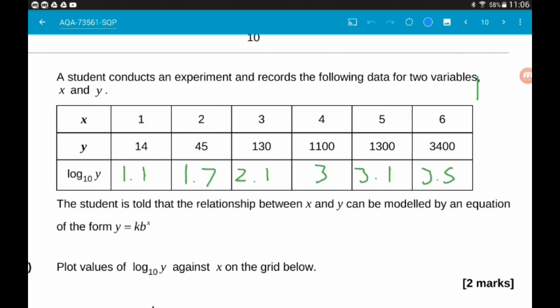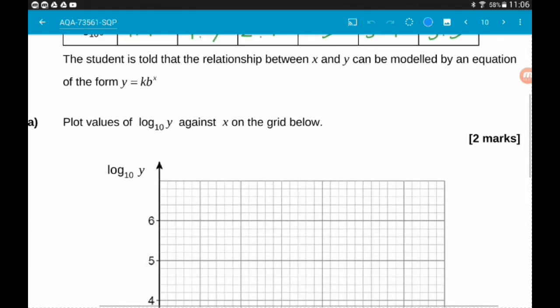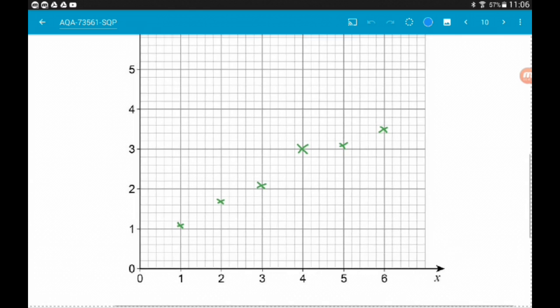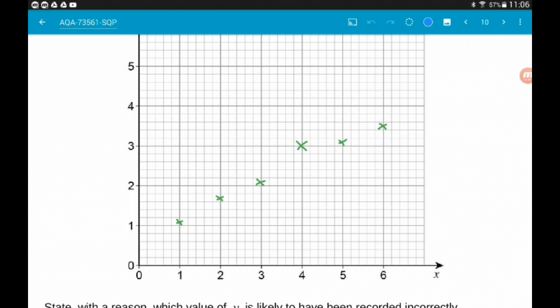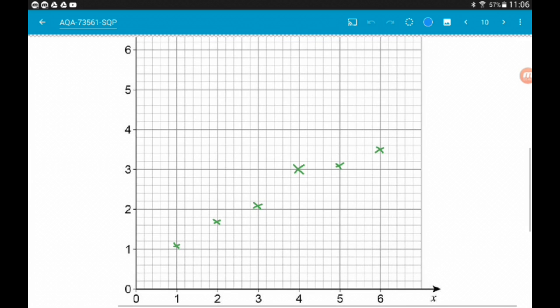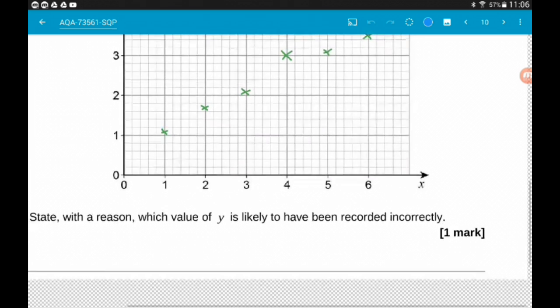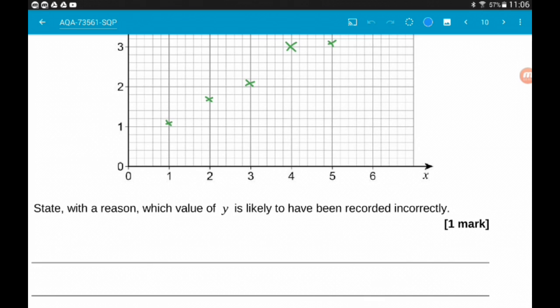So those are the values that we should get. If we then plot them down below, just be aware of what our axes are. Going on the side, we have log 10 of y, and along the bottom, we just have x. So plotting our values, we should get something that looks like that. Then we're asked to state with a reason which piece of data is likely to have been recorded incorrectly.